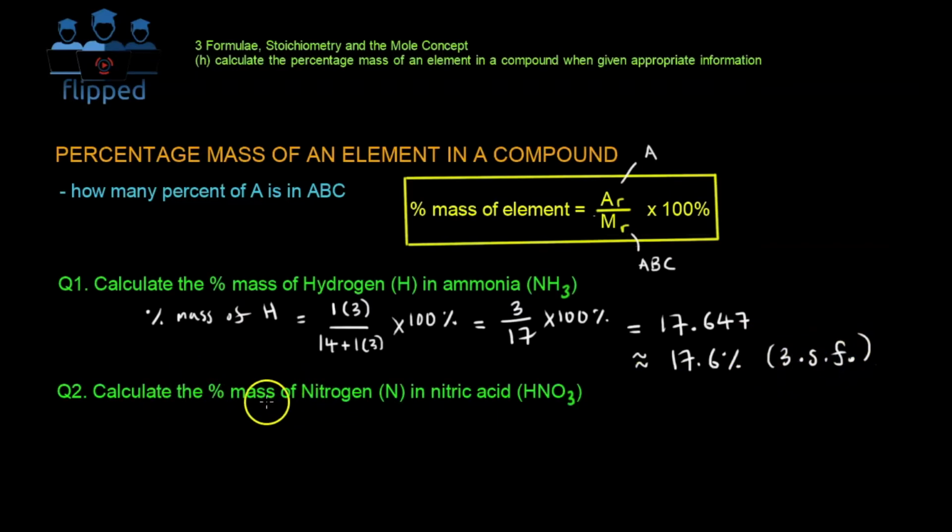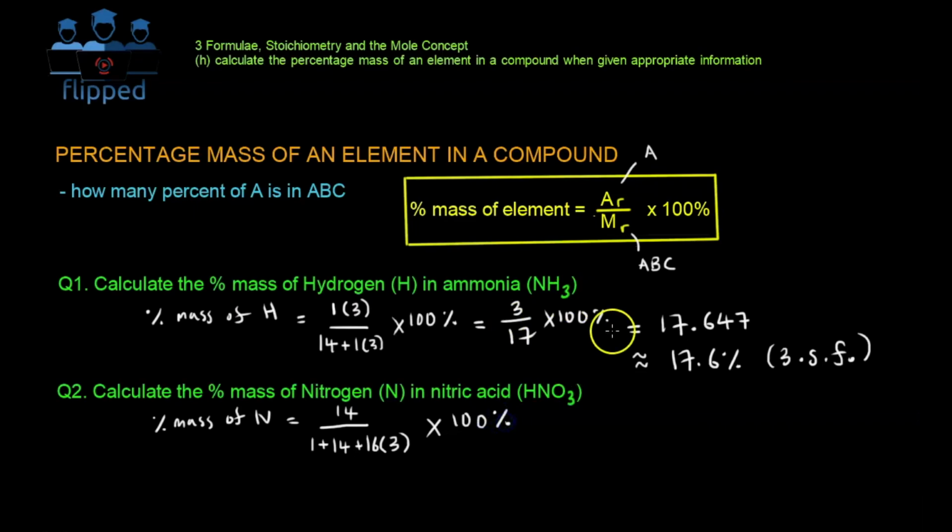Next, we talk about the percentage of nitrogen, N, in nitric acid, HNO3. It's similar. Percentage mass of N equals, there's only 1 N here, and based on the periodic table, N has a mass of 14, over the total mass. Let's do it one by one: H is 1, N is 14, O is 16, but there are 3 of them, so we times the 3, times 100%.